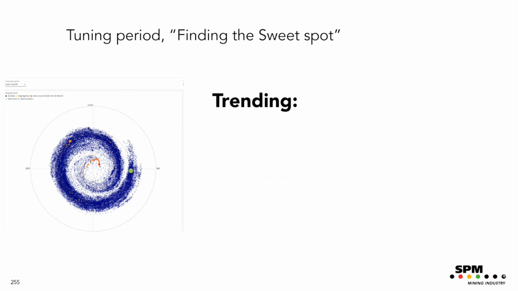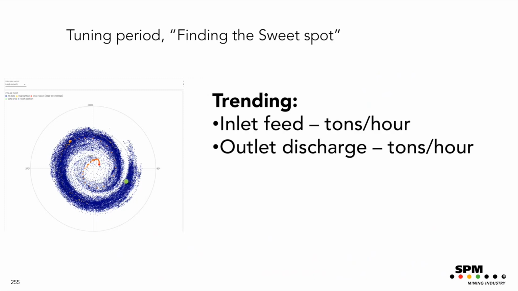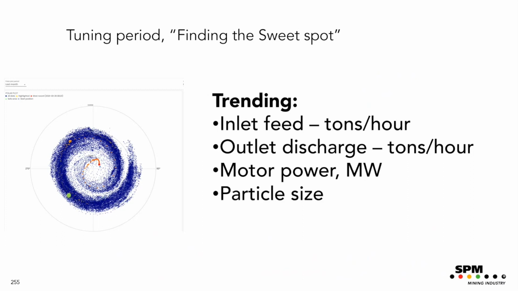So how do we find the sweet spot? Well, you need to have a tuning period. Basically what you do is run the mill with different inlet feeds and outlet discharge. You keep track of the motor power and the particle size. And then you correlate this and try to figure out exactly where you have the sweet spot.